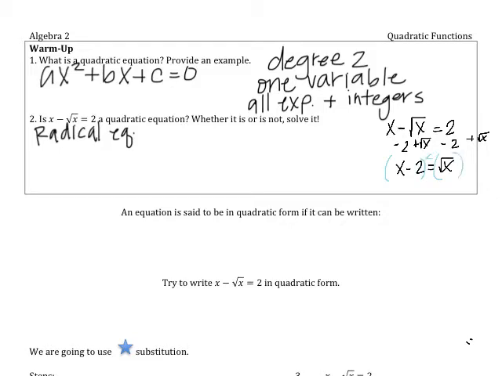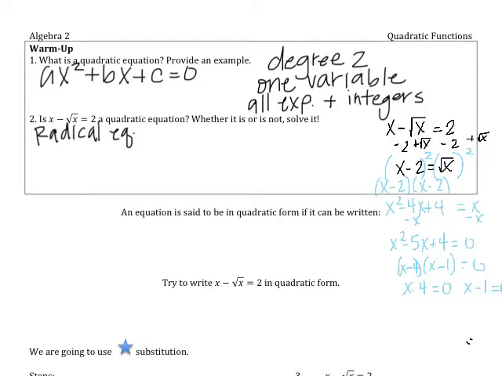I'll square both sides. Remember that when you're squaring this, you need to write it twice and double distribute so that you get x squared minus 4x plus 4 is equal to x. Subtract x, and we get x squared minus 5x plus 4 equals 0, and then we will factor. So that factors into x minus 4, x minus 1. x minus 4 equals 0, x minus 1 equals 0, x equals 4, x equals 1.